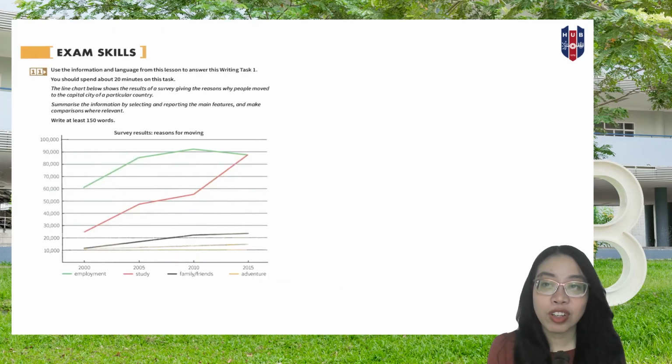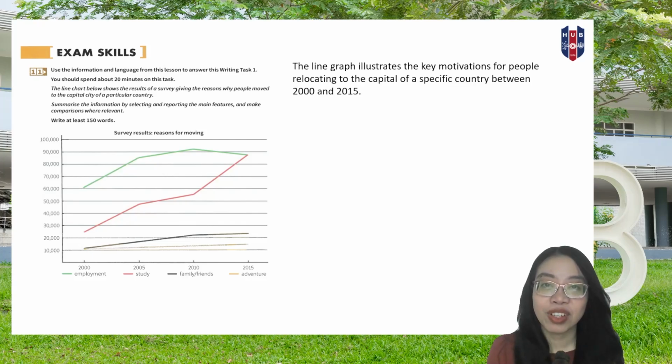So let's have a look at the sample here, because this is the first time that you deal with this kind of essay, so I will analyze it in greater detail. So first thing first, the line graph illustrates the key motivation for people relocating to the capitals of a specific country between 2000 and 2015. So you see that this intro paraphrases the given information here very well.